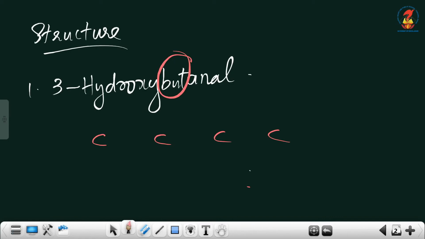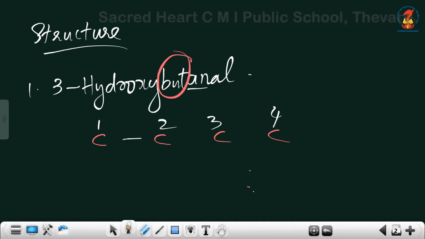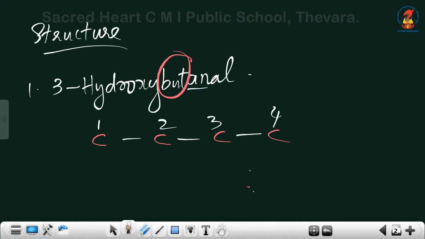After identifying the word root, write the number of carbon atoms and put the numbers continuously, 1, 2, 3, 4. Then write all the suffixes. What is the primary suffix here? ANE. That means these 4 carbon atoms are singly bonded. Now, what is the secondary suffix here? Al. The position is not mentioned, so it is 1-al.